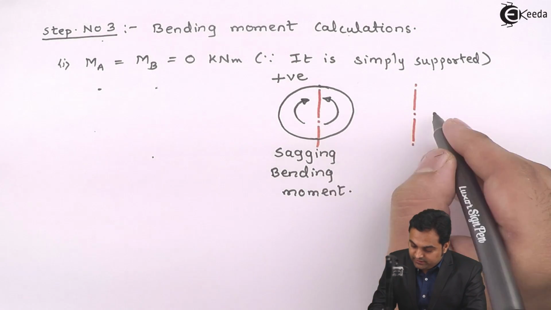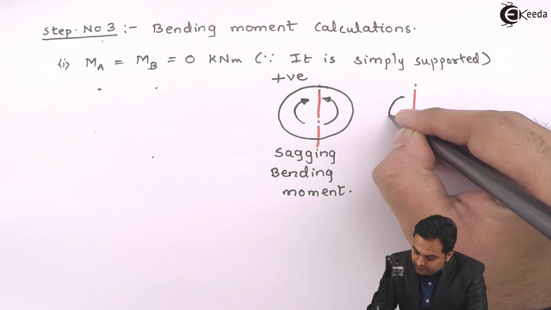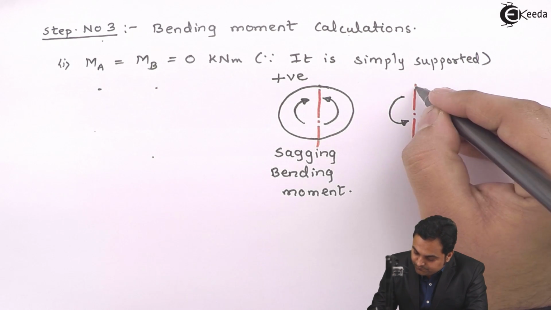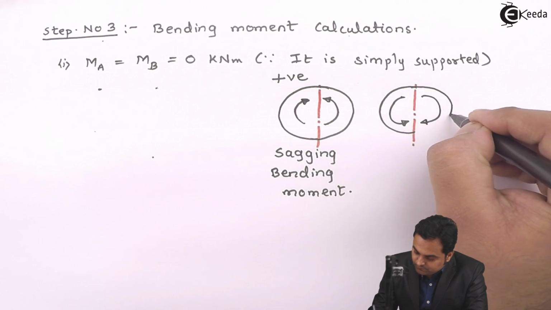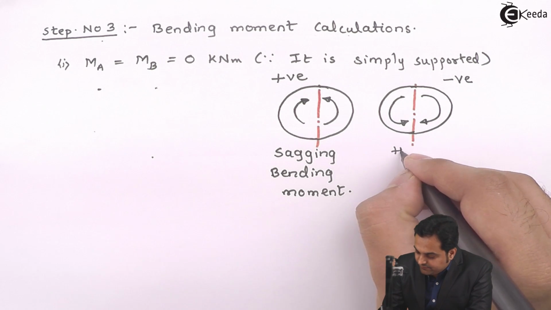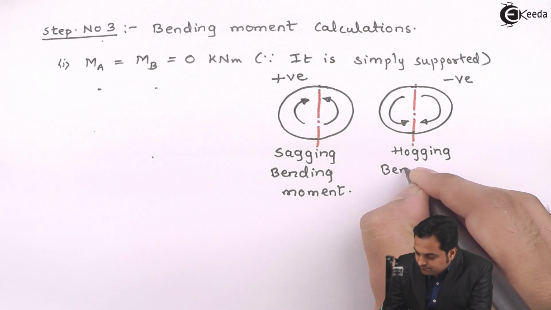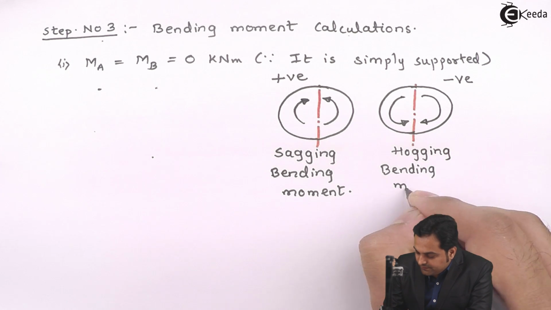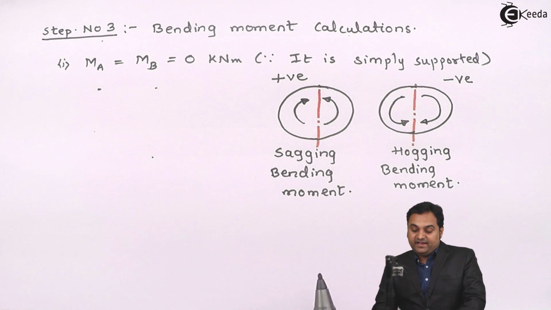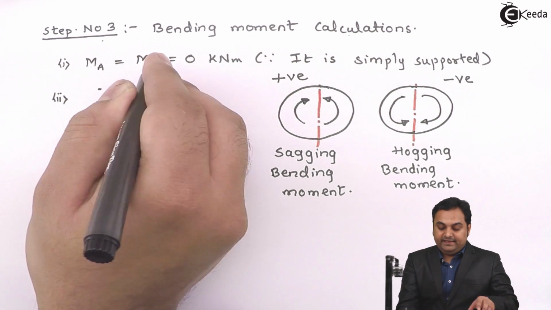Next, if I have a section, to the left of the section there is anti-clockwise moment, and to the right if there is clockwise moment, both of them are treated as negative and it is called as hogging bending moment. So here we see that hogging bending moment is negative, sagging bending moment is positive. Moment at A and B is 0.